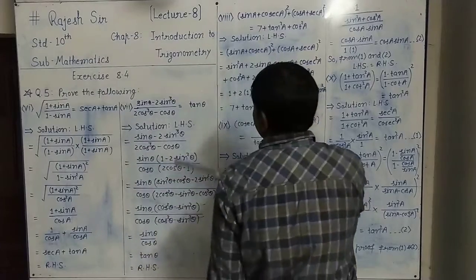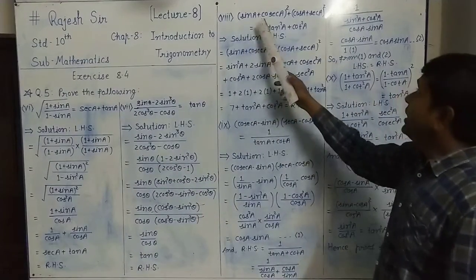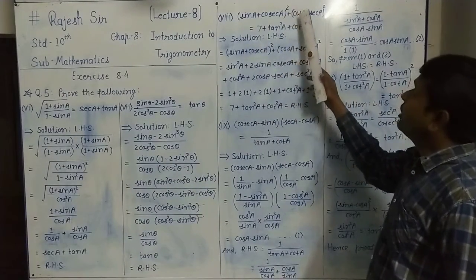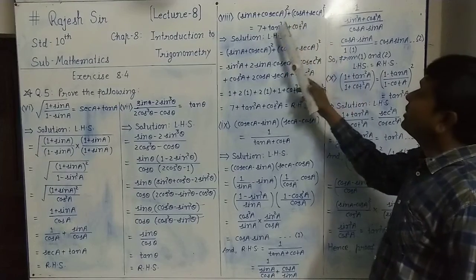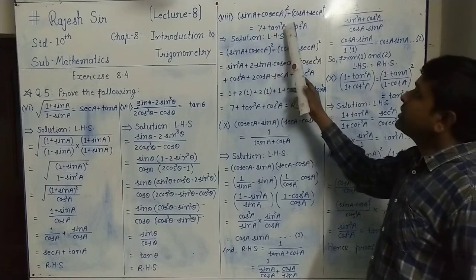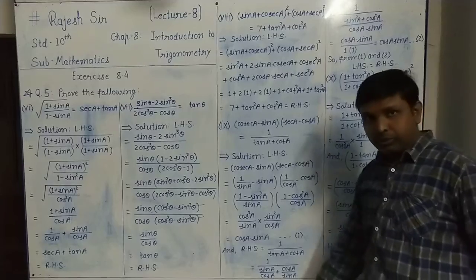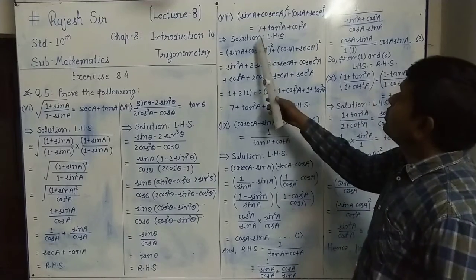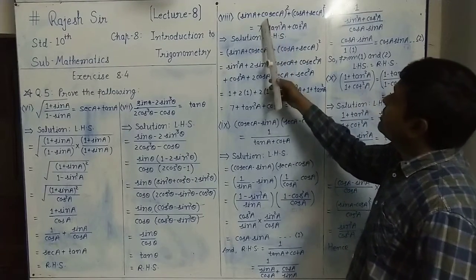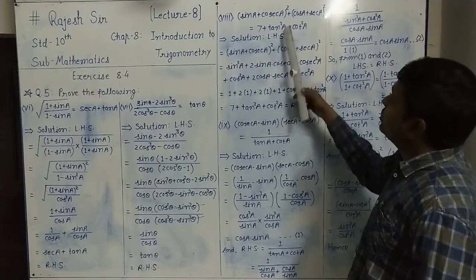Next, number 7, after that 8: (sin a + cosec a) whole square plus (cos a + sec a) whole square equals 7 plus tan square a plus cot square a. That you will do. So in the solution, the left side is taken as (sin a + cosec a) whole square plus (cos a + sec a) whole square.